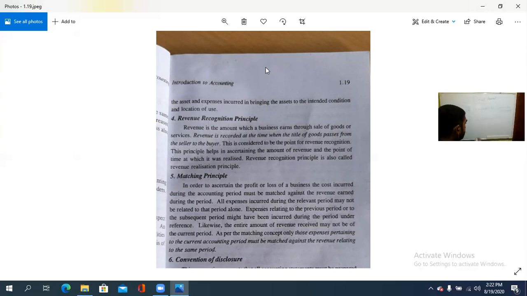പിന്നെ ഫോർത്ത് വൺ ഈസ് റവന്യൂ റെക്കഗ്നീഷൻ പ്രിൻസിപ്പിൾ. Revenue is the amount which a business earns through sale of goods or services. Revenue is recorded at the time when the title of the goods passes from the seller to the buyer.